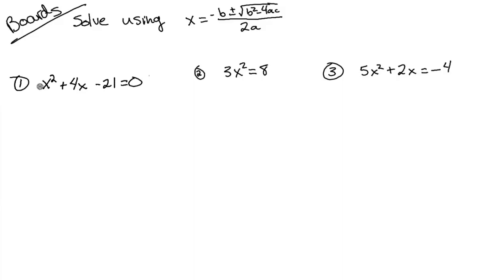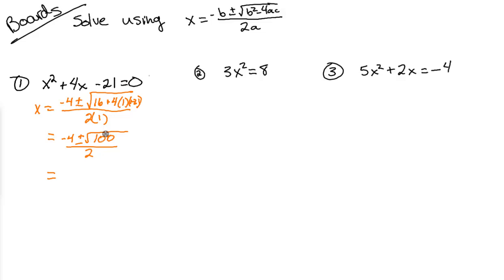Here we have a is 1, b is 4, and c is negative 21. It is equal to 0, so we have x equals negative b plus or minus square root b squared minus 4ac all over 2a. All right, let's simplify this down. Negative 4 plus or minus the square root of, this is 4 squared, 16, plus, notice that negative and that negative will make a plus 84. 16 plus 84 is 100 all over 2.